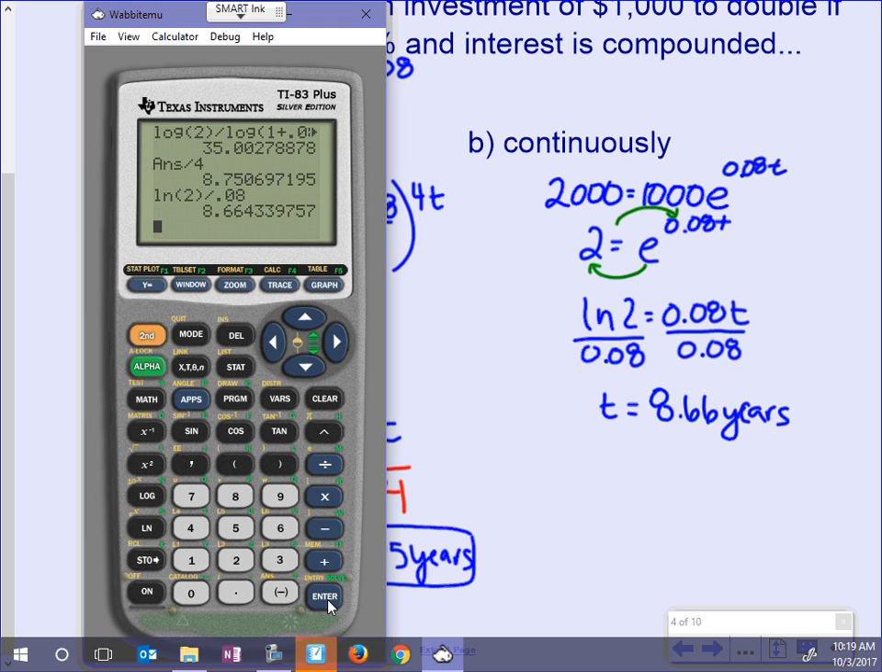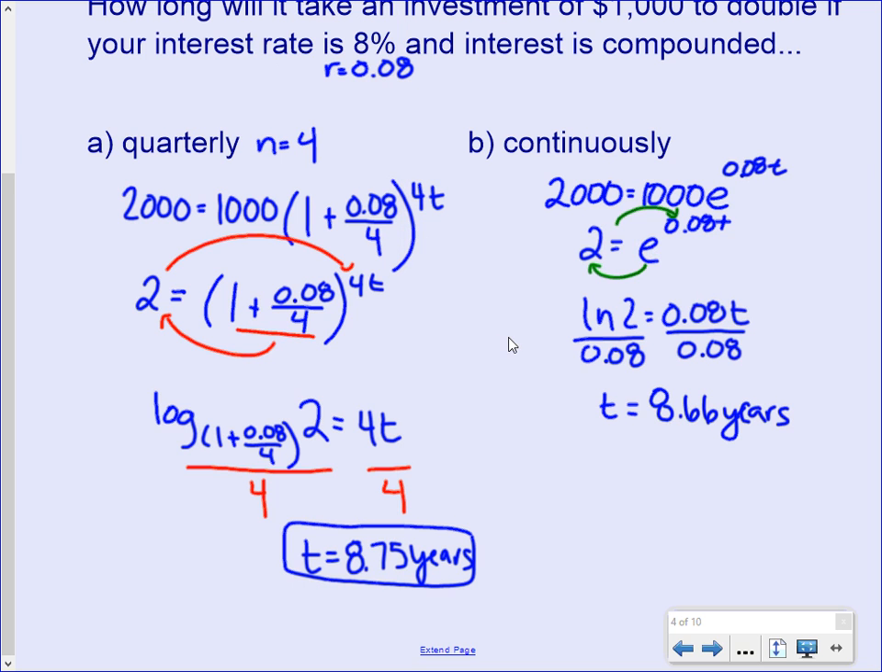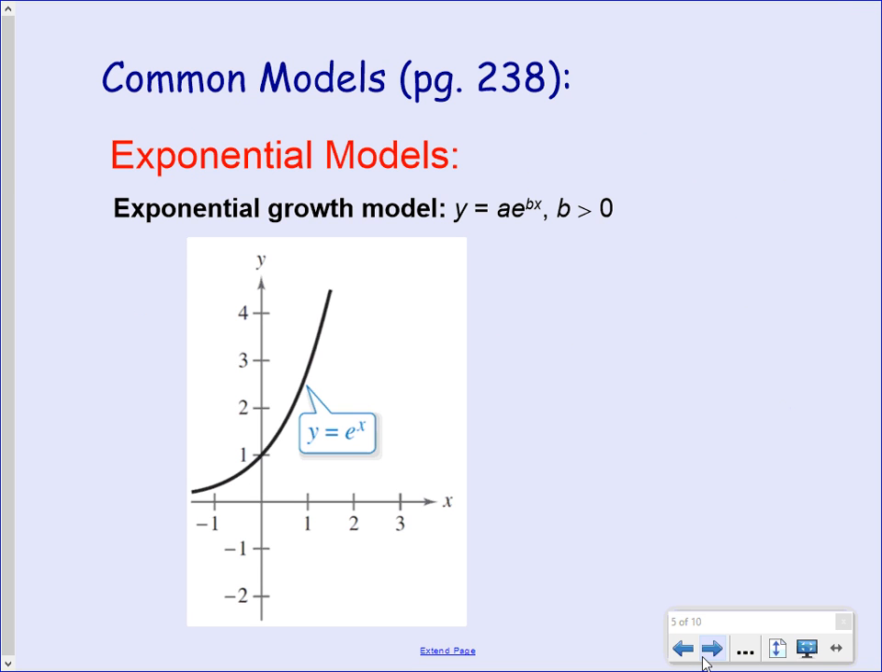Does anybody have any questions about either of those? Okay, then let's look at the models.